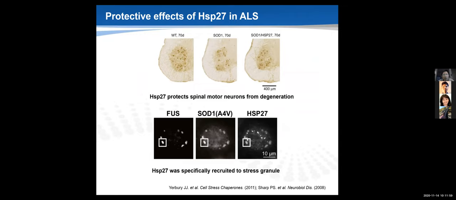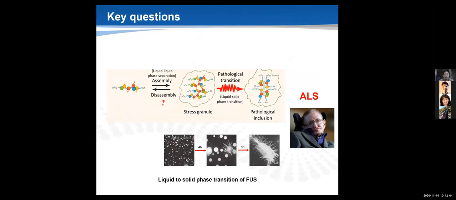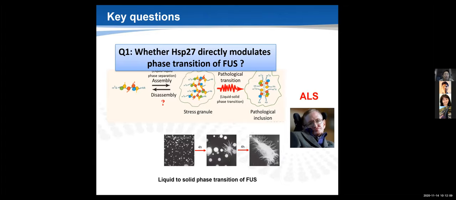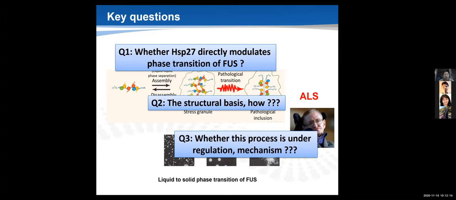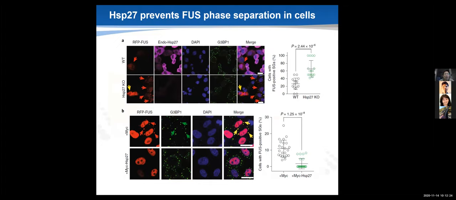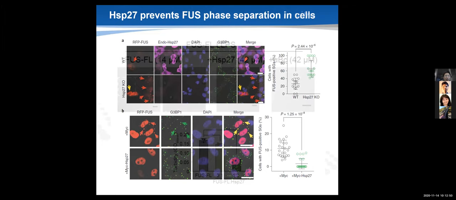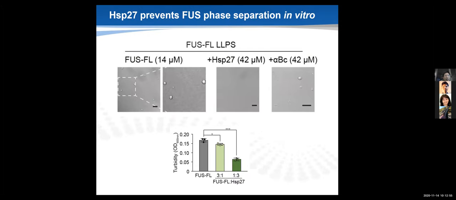So the key question I want to ask in this first part is whether HSP27 can directly modulate the phase transition of FUS, and the structural basis underlying it. And the third one is whether this process is under regulation and what the mechanism is. First, we checked if HSP27 can prevent FUS phase separation in cells. From here, we can clearly see that knockout of HSP27 dramatically increases phase transition of FUS. But when you overexpress HSP27, it can efficiently prevent the FUS phase transition and recruit it into the stress granule. The in vitro study also shows that pure HSP27 can efficiently prevent FUS phase transition.